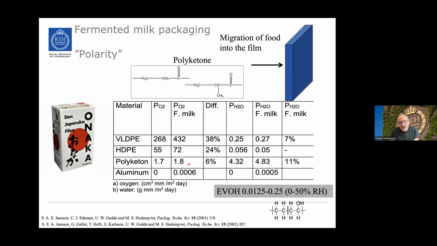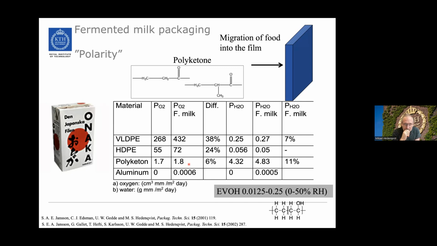Because they are not tight, they will actually absorb molecules. This is a study where we looked at fermented milk, or filmjölk in Swedish, contained in packages with a polyethylene inner layer, or a polyketone, as you see here. The interesting thing about polyethylene and polyketone is that they are of very different polarity, so they behave very differently in terms of chemistry.